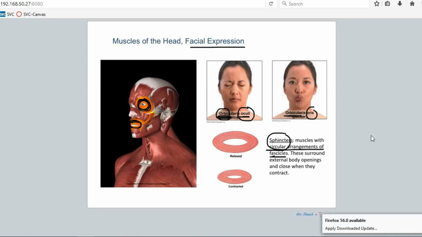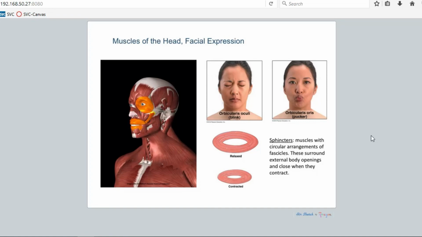We find these in certain locations. We'll talk a lot about them in BIO 242, inside the body, but they also surround these external body openings that we can see here as well. So what happens when these circular muscles contract? Well, they close. Not surprisingly, when the orbicularis oculi contracts, we close our eyes, we blink. When the orbicularis oris contracts, we close our mouth or we pucker our lips, I guess is a better explanation.